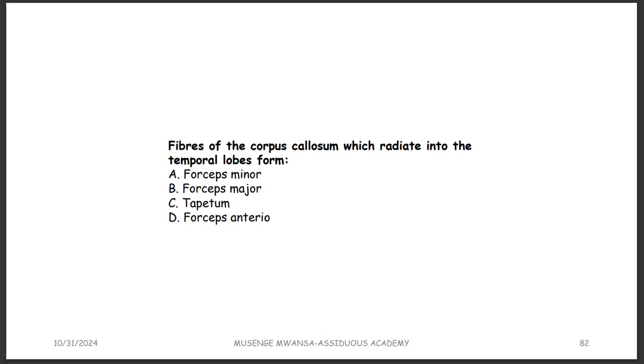Fibers of the corpus callosum which radiate into the temporal lobe. Okay, this is not supposed to be on the cerebellum. Cerebrum, not cerebellum. So answer it on the cerebrum. All the following structures form part of the cerebellar circuitry except: cerebellar peduncle, pontine nucleus, red nucleus.